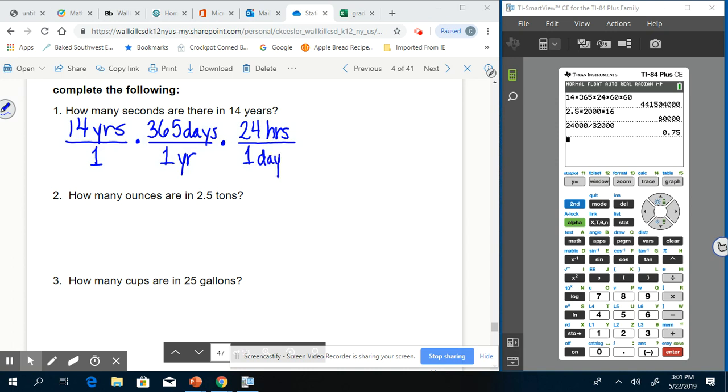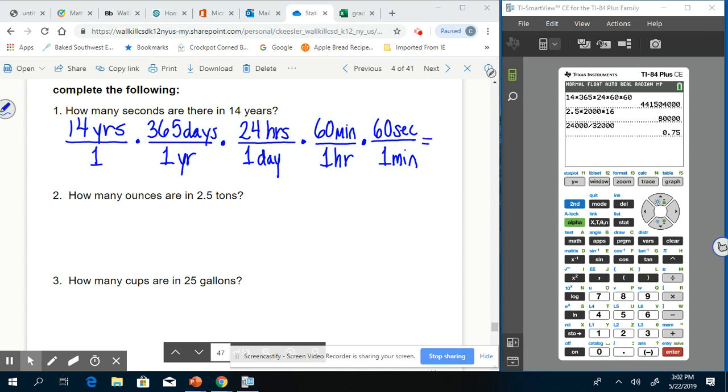Then on top of that, you also know that there are 60 minutes in 1 hour. So we want hours to cancel out. That needs to be in the denominator. And last, we know that there are 60 seconds in 1 minute. And we want minutes to cancel out, so that also needs to be in the denominator.